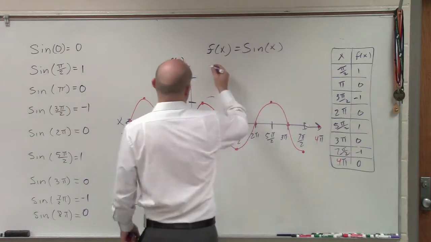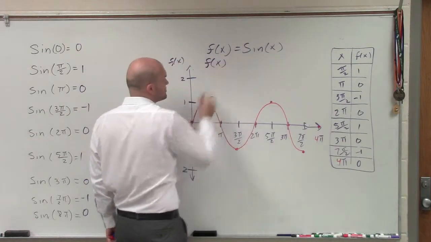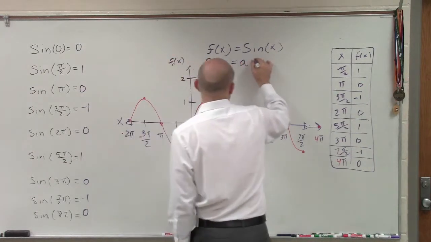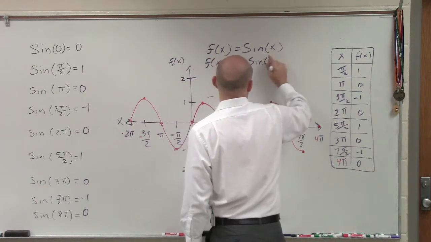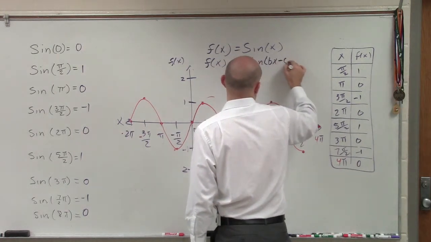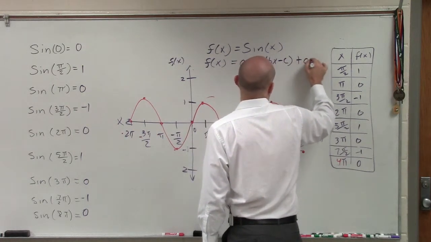But there's a couple things I want you guys to understand. We're also going to have transformations for the sine of x. So the transformations for sine of x would be A sine of (bx minus c) plus d.